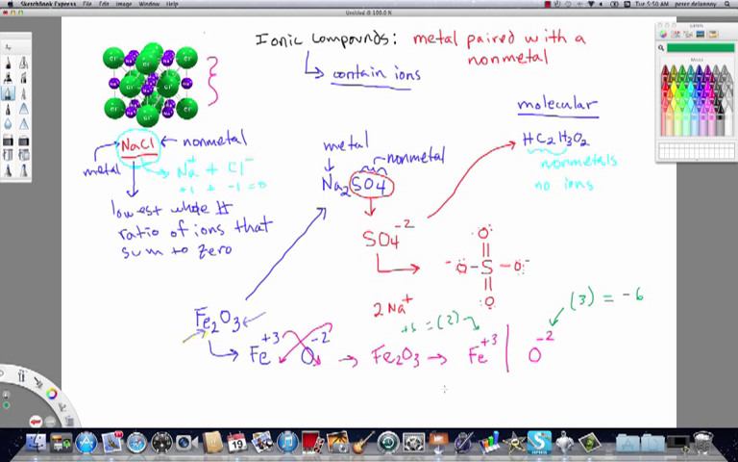So the main point is that we need two Fe+3s to cancel the 3 O-2s. So it takes 3 O-2s in combination with two Fe+3s to get a net charge of 0. And that's how we end up at this formula, Fe2O3.